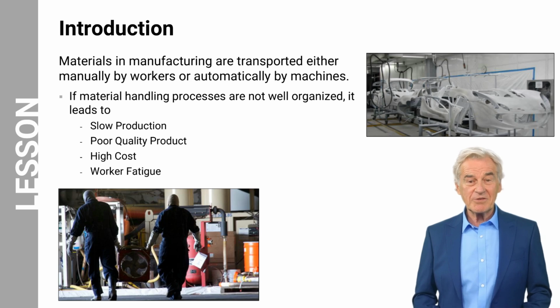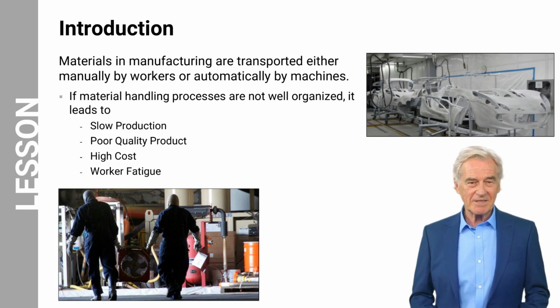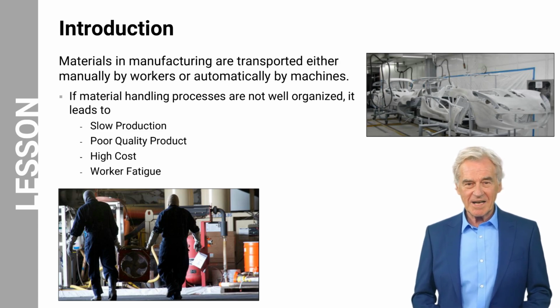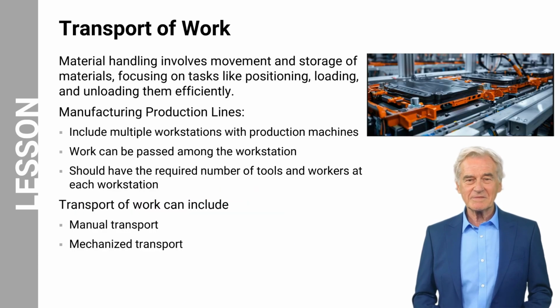Within the manufacturing facility, materials are moved multiple times as part of the production line. Materials can be transported automatically by machines or manually by workers. If material handling processes are not well organized, the production process could slow down, yield flawed products, high cost, or result in worker fatigue. Material handling is one of the primary activities in manufacturing systems and involves the movement and storage of materials.